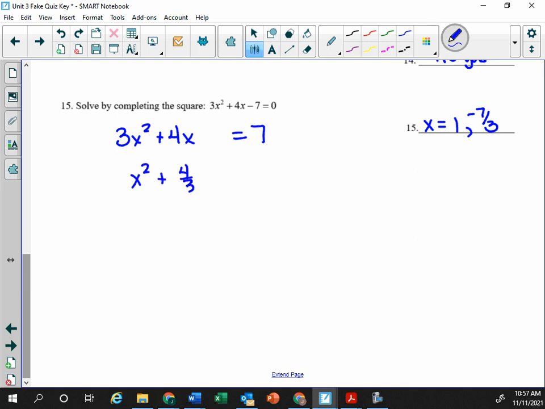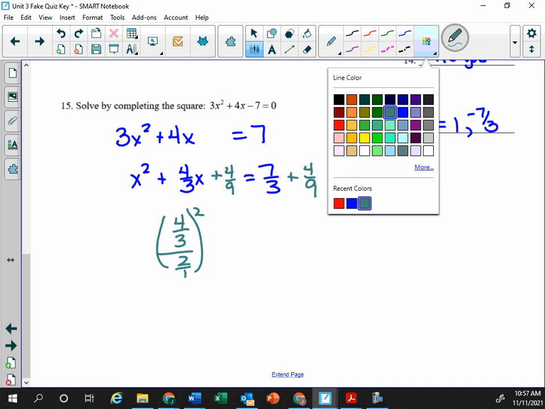You okay with that? All right, then you take this b value, this 4/3, you divide it by 2, and you square it. So what is 4/3 divided by 2? 2/3. Remember, that's like 2/1. Dividing by 2 is same as multiplying by 1/2. Okay, so 2/3, and then 2/3 squared, 4/9. I am adding 4/9 to both sides of this equation.